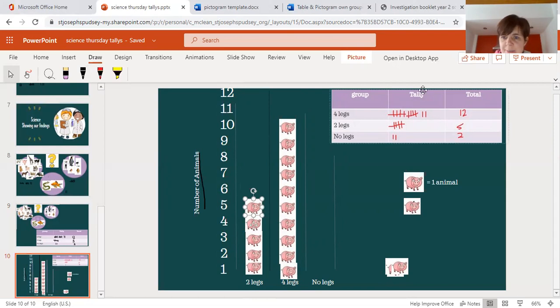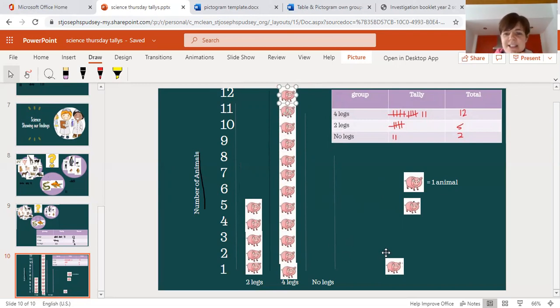Now 4 legs, it was a big number, wasn't it? 12. 1, 2, 3, 4, 5, 6, 7, 8, 9. Oh, I think I've gone wrong. 1, 2, 3, 4, 5, 6, 7, 8, 9. Oh, we're up to 10. So how many more? 10, 11, 12. I need 2 more piggies. So 1 and another 1, 2. So now we can clearly see that 12 animals had 4 legs.